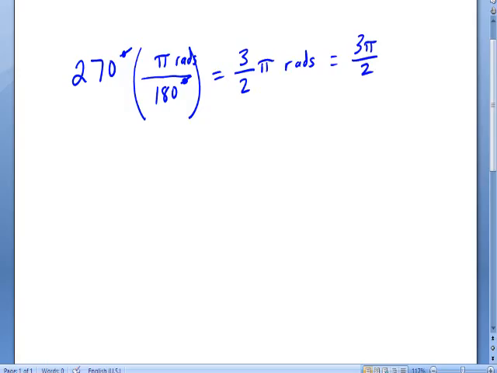At this time, you should pause the video and convert 150 degrees into radians. After you've finished working this problem, you should start the video again to see how the solution is obtained.